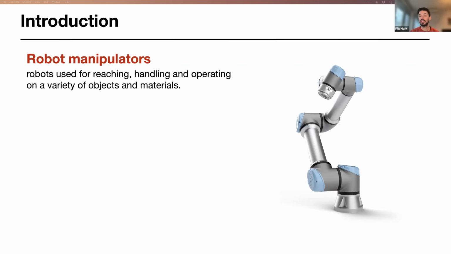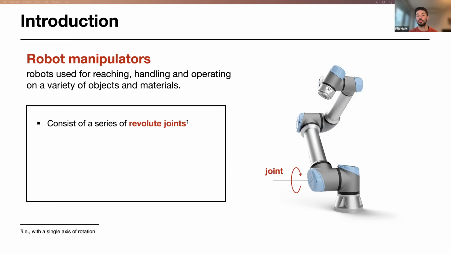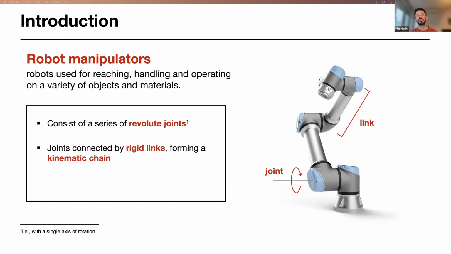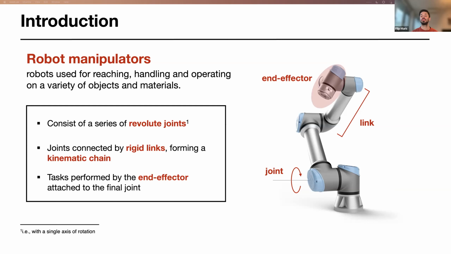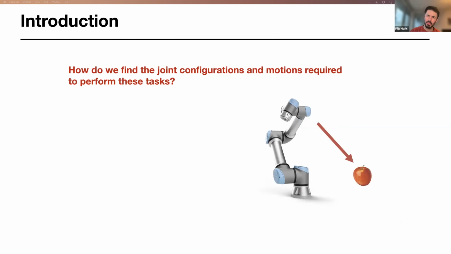So these robots consist of a series of revolute joints with a single rotation axis. And these axes are connected by rigid links, thereby forming what's known as a kinematic chain. And at the end of this chain is a tool, usually a gripper, also known as an end effector, that is attached to the final joint. And in most applications involving manipulators such as these, researchers and practitioners need to find joint configurations or motions that are required to perform these tasks.